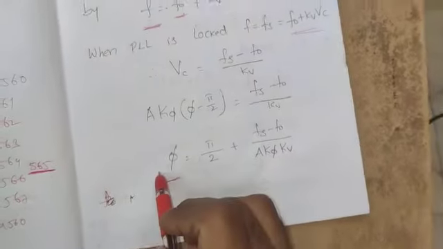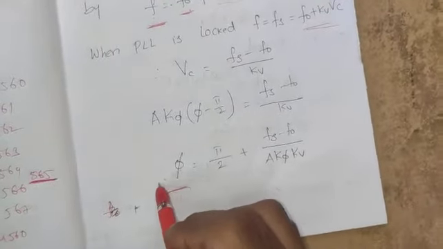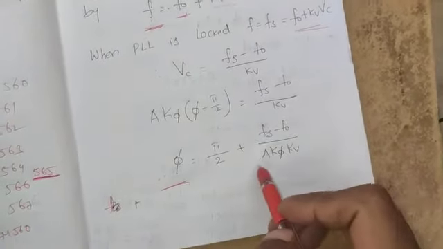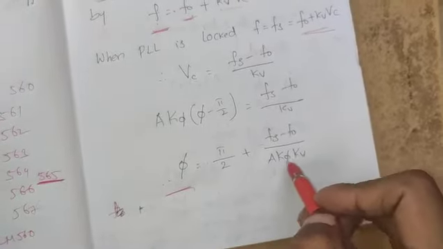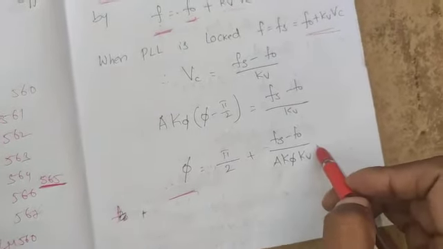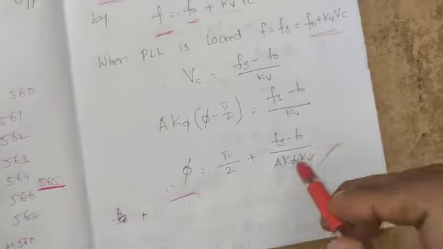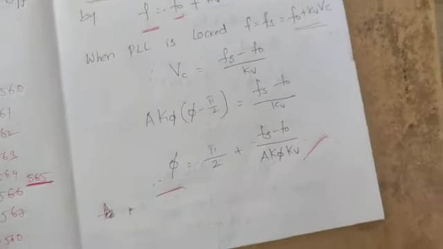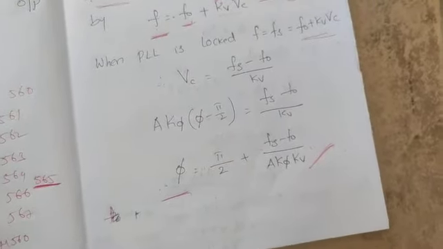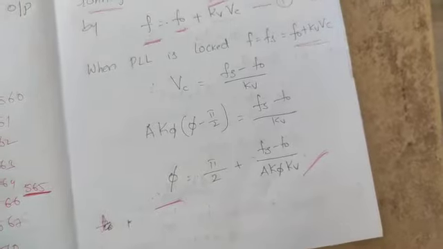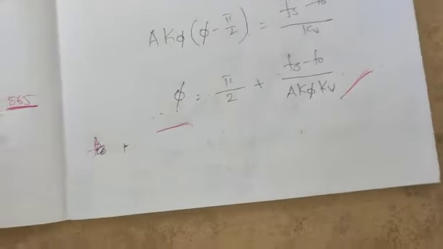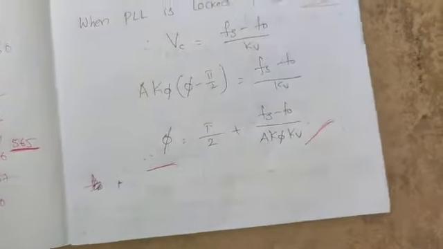If you substitute pi by 2 here, the pi by 2 terms cancel and it makes 0. So Fs minus F naught by the denominator is equal to 0, which means Fs equals F naught. So it is satisfied. In order to make Fs equal to F naught, the phase angle should be 90 degrees between the two signals. This pi explains the phase difference between the two signals.